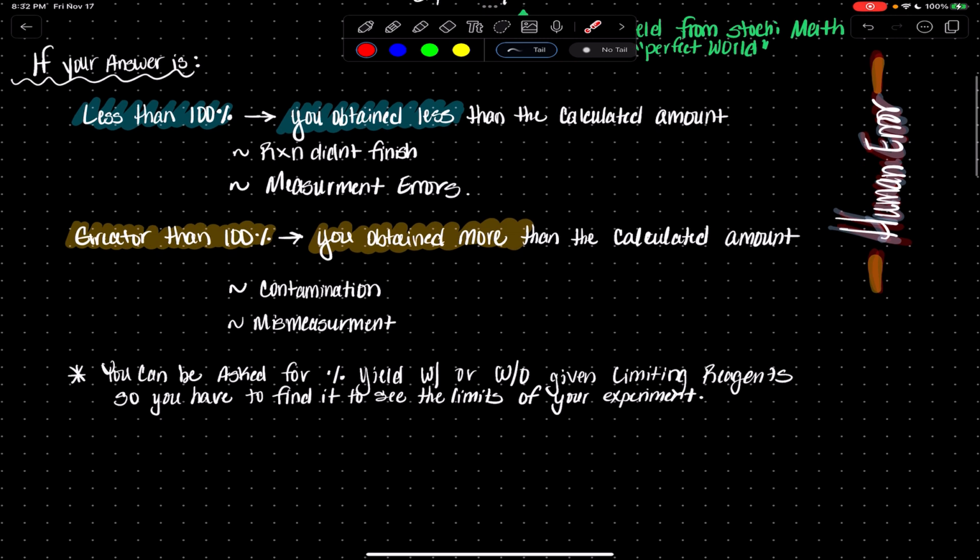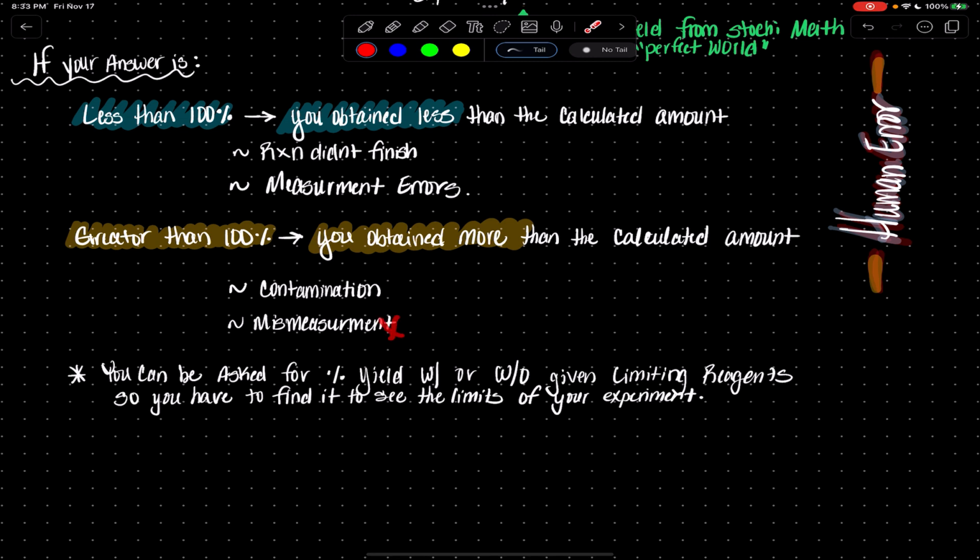On the flip side, you can, in theory, get more than 100%, which means you've obtained more than you can calculate, which likely points to some kind of contamination. If you make more than 100% of something, that's not pure substance. That's got something else going on in there. So you have to be careful of making too many mistakes or giving it too much, because then you're not getting the ideal product you want, you're getting something else.